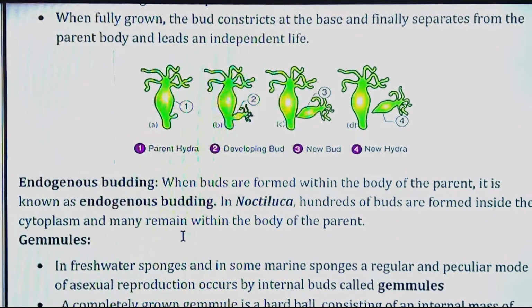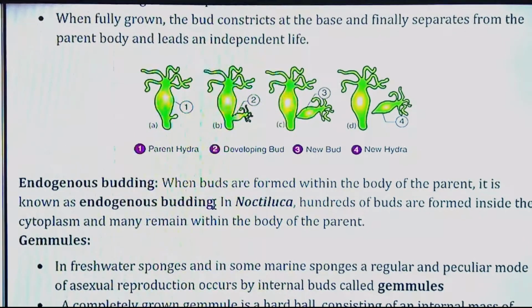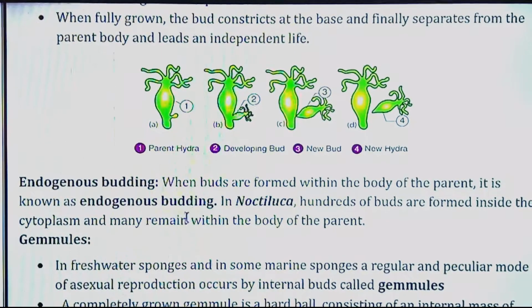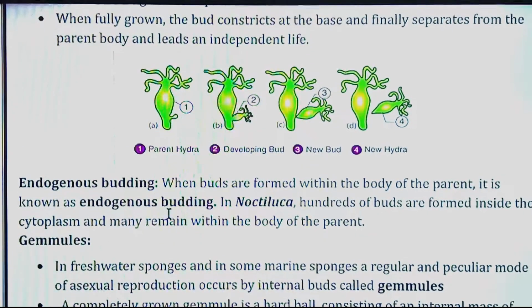So next we have endogenous budding. In endogenous budding, the buds will be formed within the body of the parent, and once favorable conditions are there, hundreds of buds will be liberated from the parent body. An example for this is Noctiluca. Here hundreds of buds are formed inside the cytoplasm and will remain within the body of the parent for some time, and then they will be liberated.